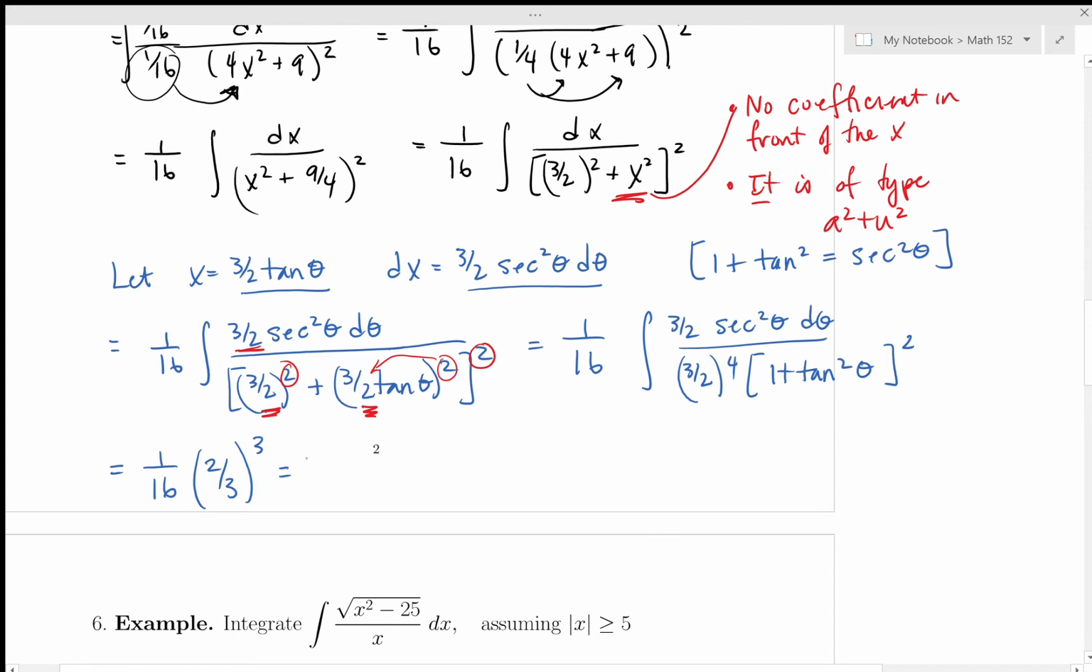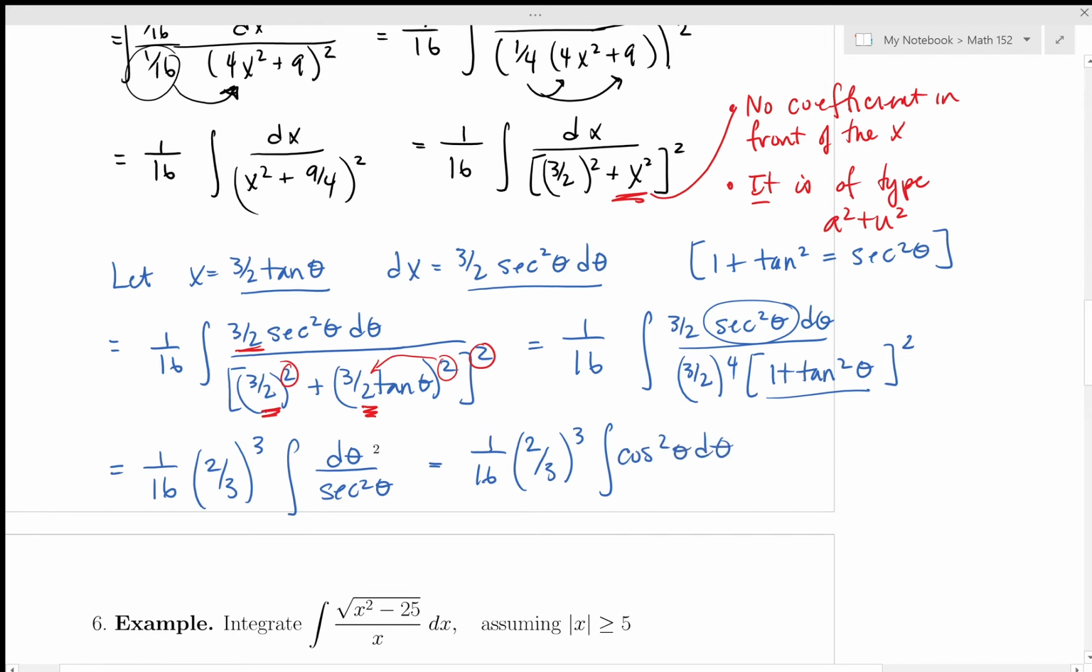And then we still have, I'm just moving all those numbers outside the integral. I have secant squared here in the numerator, and in the denominator, 1 plus tangent squared is secant squared. I got secant squared squared. So this is d theta over secant squared theta. And that is then 1/16 times 2/3 cubed times the integral of cosine squared theta d theta.